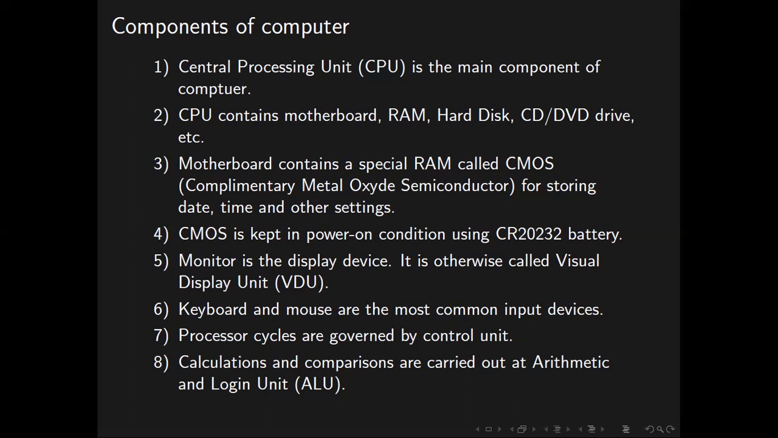Then the motherboard contains a special RAM called CMOS. The full form for CMOS is complementary metal oxide semiconductor. Repeat, everyone. Complementary metal oxide semiconductor. CMOS for complementary metal oxide semiconductor. Then CMOS has got a special power source called CMOS battery or CR2032 battery.